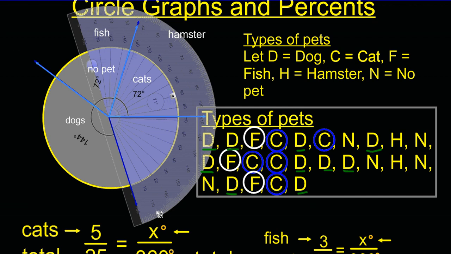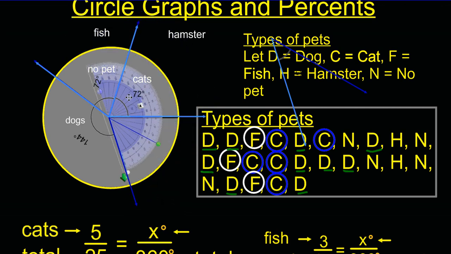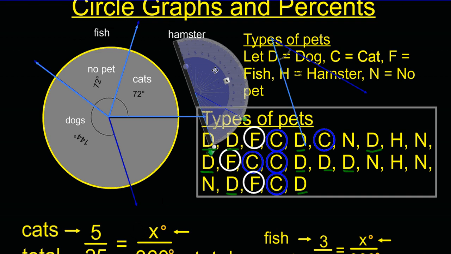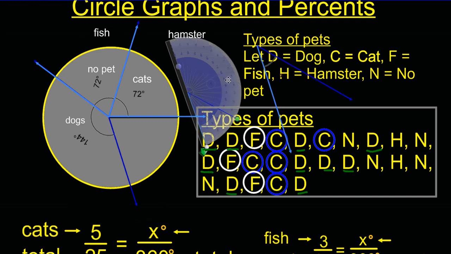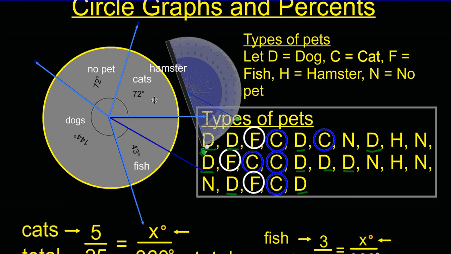Now I need to get ready to actually make my angle, and we said it was 43 degrees. I'm just going to round to the nearest degree. Instead of worrying about doing 43.2, I'll just round to 43. And I'm going to move this kind of off to the side here. Put that measurement in of 43 degrees. And I'm going to put fish here. Now, the only one I have left is hamster. So I know that it must go here.